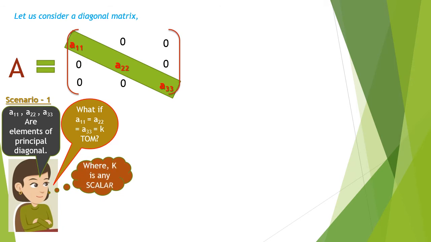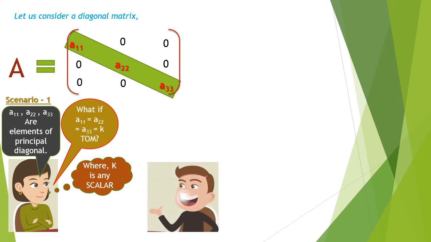A scalar is just a quantity, isn't it? It does not have any direction. It's just a value, where K is any scalar. If all the diagonal elements are equal and they are equal to some value, then what will happen? Now I think Tom has an answer for it.